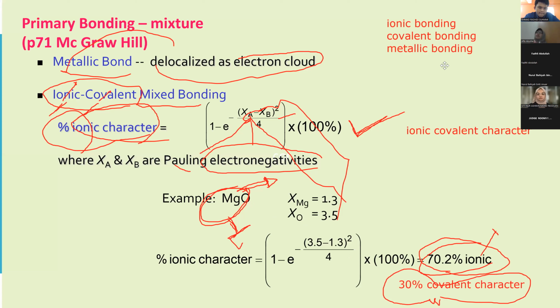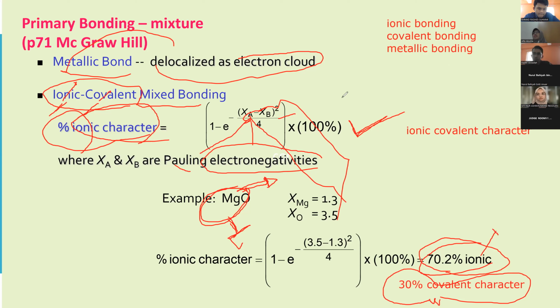So there is no material that is totally 100% ionic. It's difficult to see that. An ionic solid always has some covalent character, and vice versa, a covalent material also has ionic character. Okay, so this is interesting.